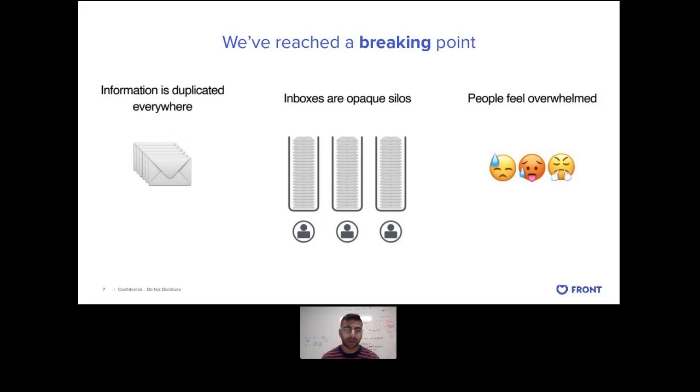Information is duplicated everywhere. Inboxes are opaque silos, and people are feeling overwhelmed. This is particularly the case if you're working on distribution lists. So if you're using contact or support or logistics and you have multiple people on the same distribution list, you're getting information duplicated everywhere, and you're not maybe realizing if an email has been responded to. And emails, therefore, are sometimes falling through the cracks.